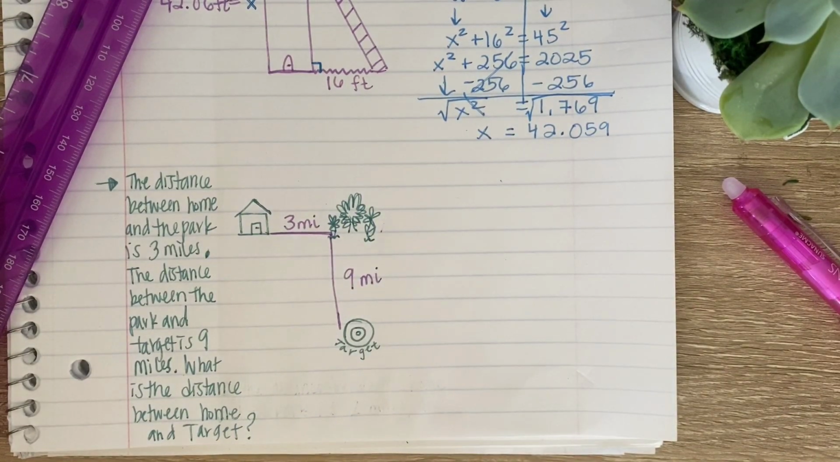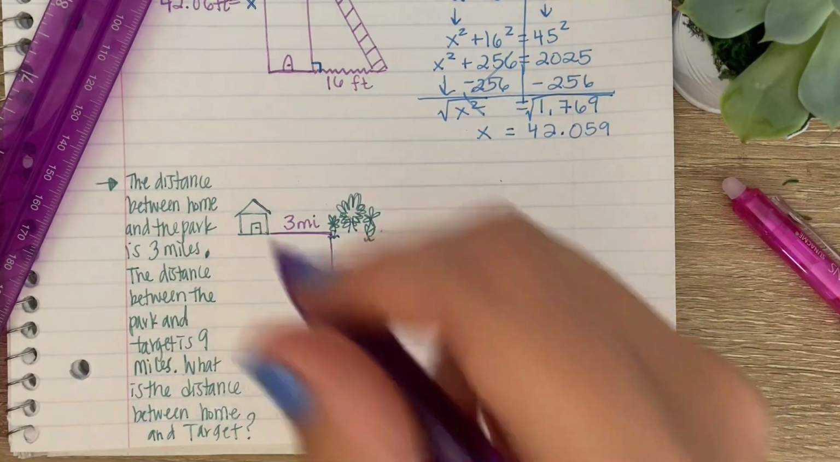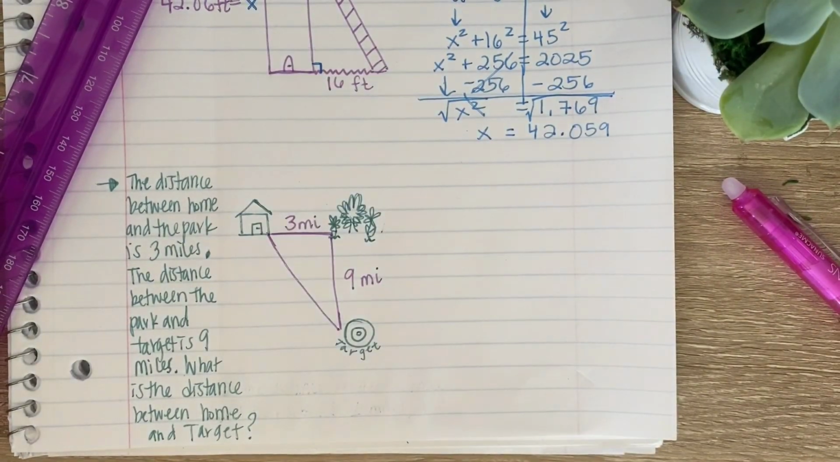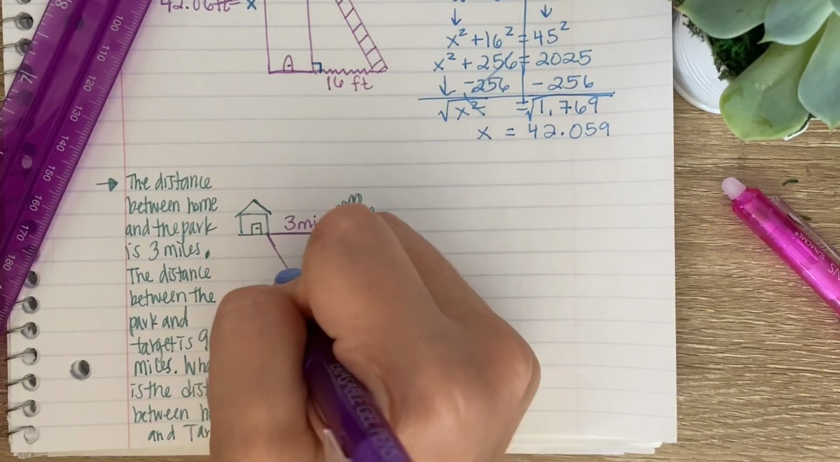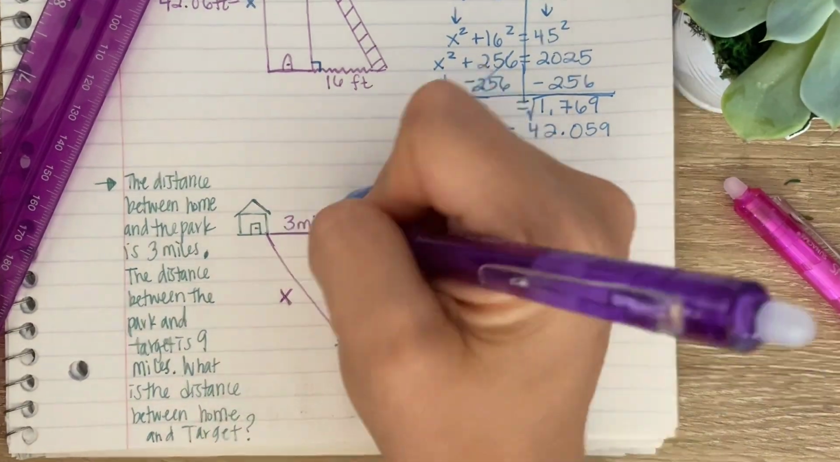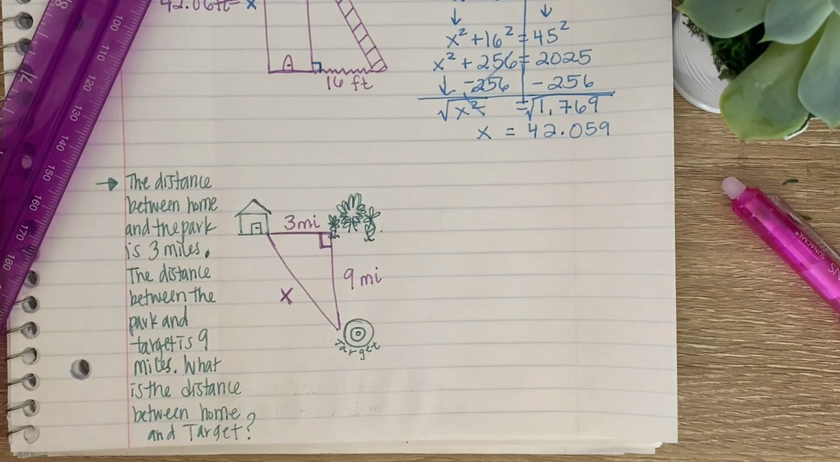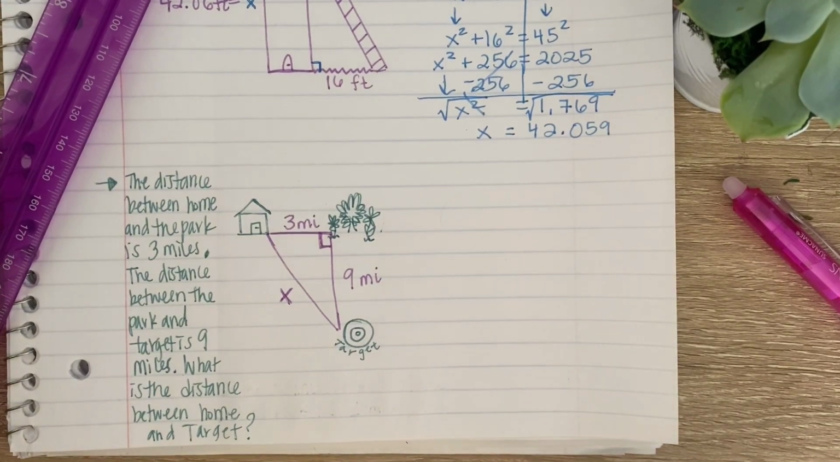Okay, what is the distance between home and Target? So we want to know what this distance right here is between home and Target. So I'm going to go ahead and label this x, and I'll tell you that this ends up being a right angle, 90 degrees. And here, funny, right? We're doing a lesson on the Pythagorean Theorem, and you can use the Pythagorean Theorem to solve for the distance. We can find the distance between home and Target by using the Pythagorean Theorem.